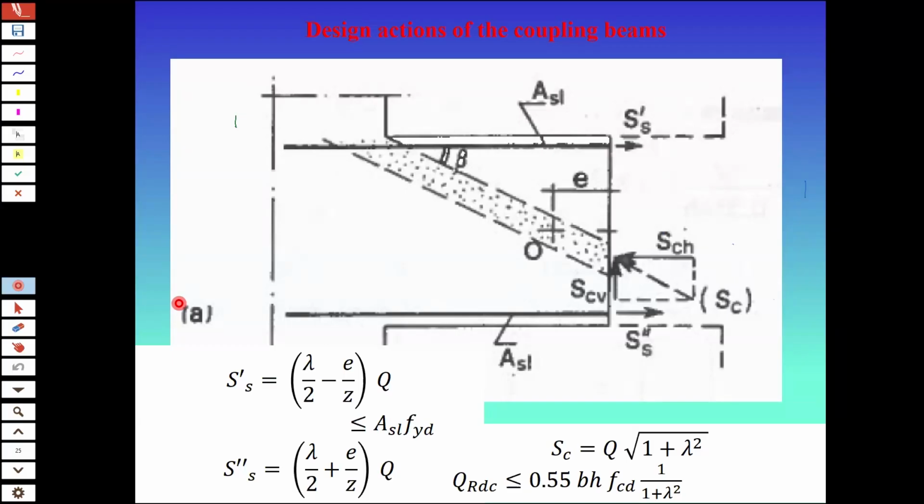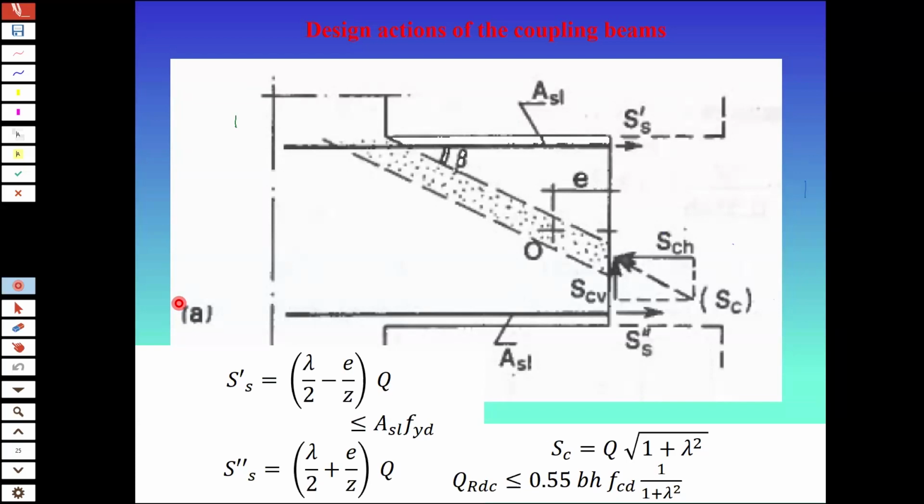But then you can say, okay, but which mechanism will occur? Well, you can hypothesize that they occur both and that they share the resistance. And how much do they share? Well, you can identify the one which is more critical from the detailing point of view. And the diagonal one is the more critical one because we must guarantee that the reinforcement crosses.